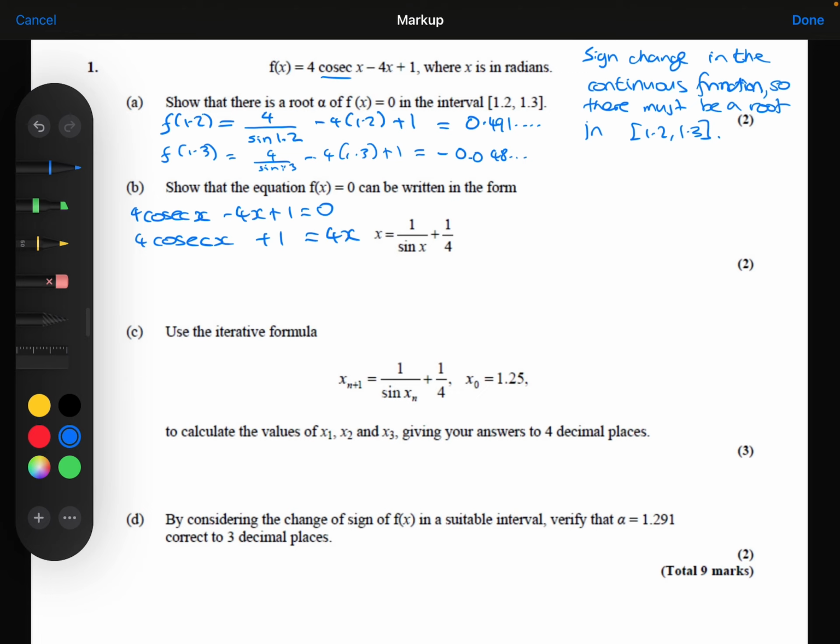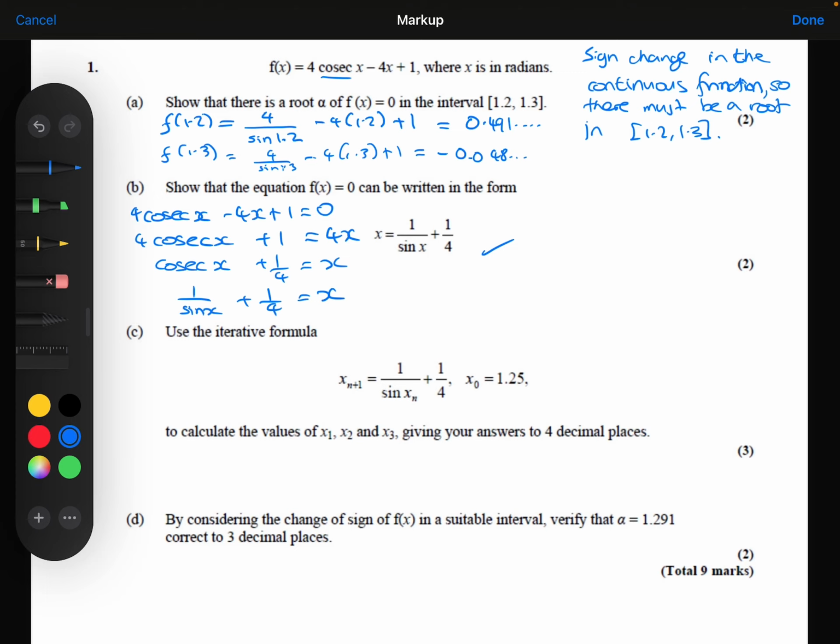I'm then going to divide both sides by 4. So cosec x plus 1/4 equals x. And then let's just remember that cosec is actually just 1 over sine. So 1 over sine x plus 1/4 is equal to x, which is what I needed to show.